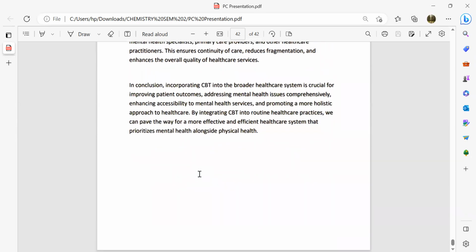In conclusion, incorporating CBT into the broader healthcare system is crucial for improving patient outcomes, addressing mental health issues comprehensively, enhancing accessibility to mental health services, and promoting a more holistic approach to healthcare. By integrating CBT into routine healthcare practices, we can pave the way for a more effective and efficient healthcare system that prioritizes mental health alongside physical health.